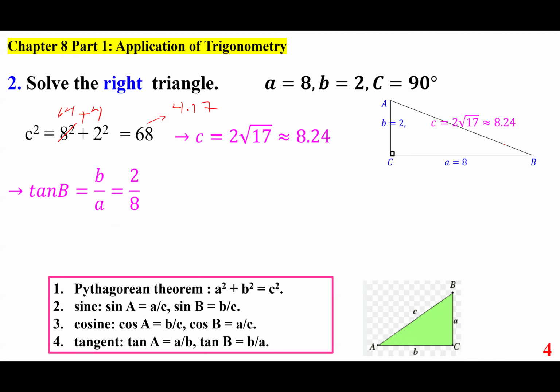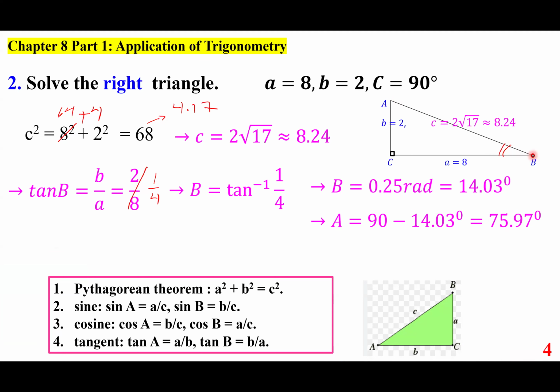For example, tan of B is the opposite B over A, 2 over 8 or 1 over 4. So that makes B tan inverse of 1/4 using a calculator. If it's in radian mode, then you have to change it to degrees. And now it's easy to find the last angle because these two are supposed to add up to 90 degrees. So A is 90 minus B. And now we have all sides, all angles.